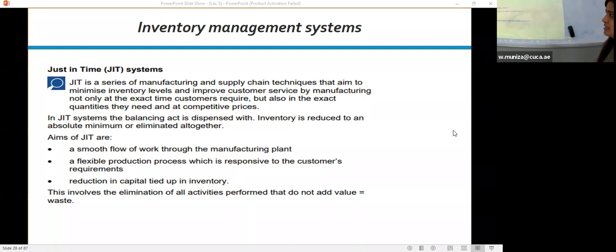So the aims of just-in-time are smooth flow of work through the manufacturing plant, a flexible production process which is responsive to the customer's requirements, and reduction in capital tied up in inventory. This involves the elimination of all activities performed that do not add value, that is waste.